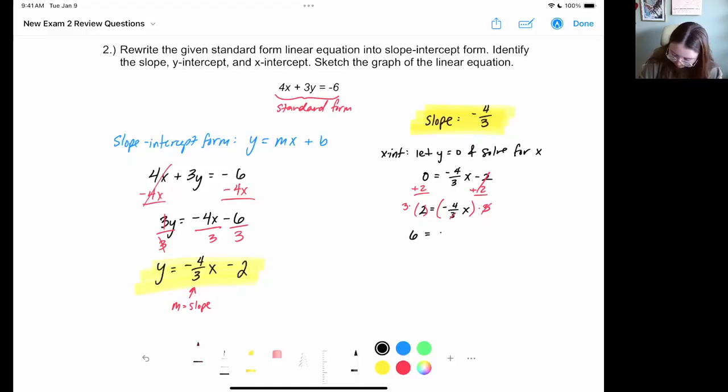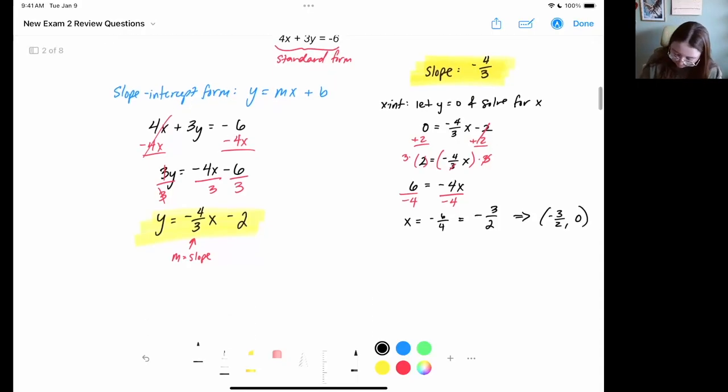So 2 times 3 is 6. So now we have 6 is equal to -4x. Then we can get rid of our -4 by dividing each side by -4. So 6 divided by -4 would be -6/4. But 6 and 4 are both divisible by 2, so we want to reduce this fraction. So 6 is the same as 2 times 3, and 4 is the same as 2 times 2. So we can get rid of one of those 2's, and this gives us -3/2, which means our x-intercept will be -3/2, 0.